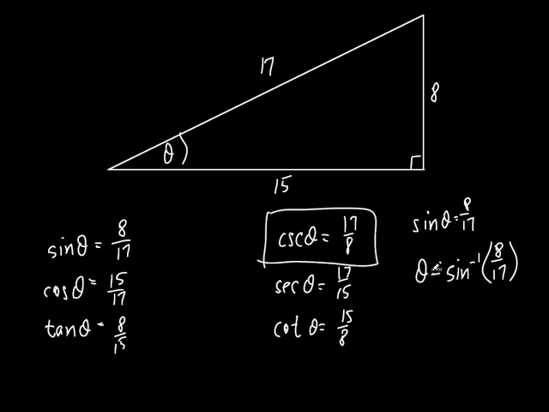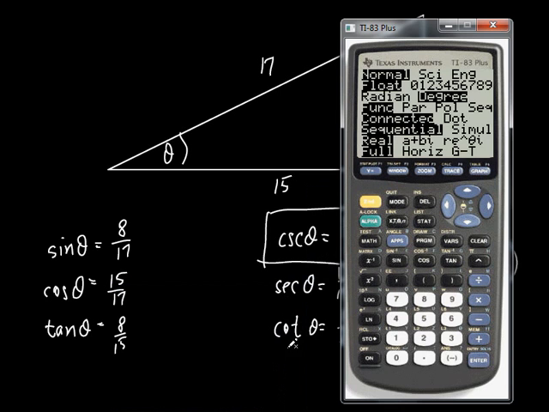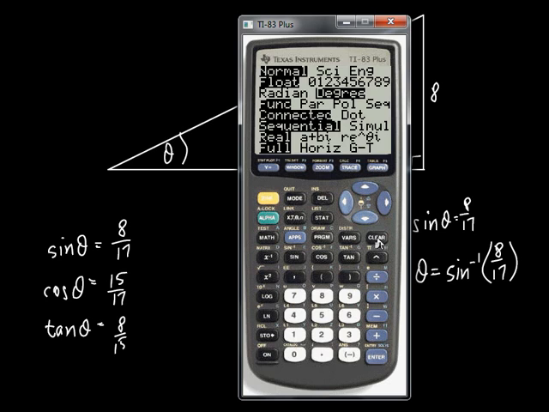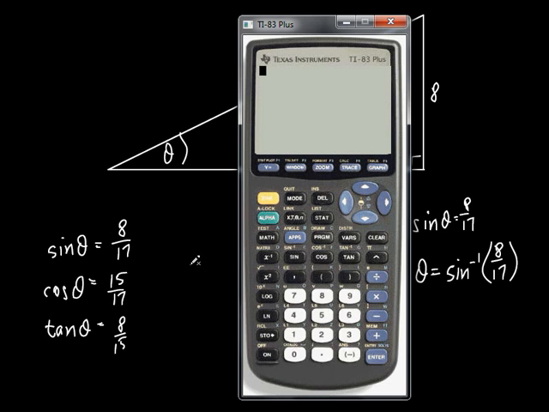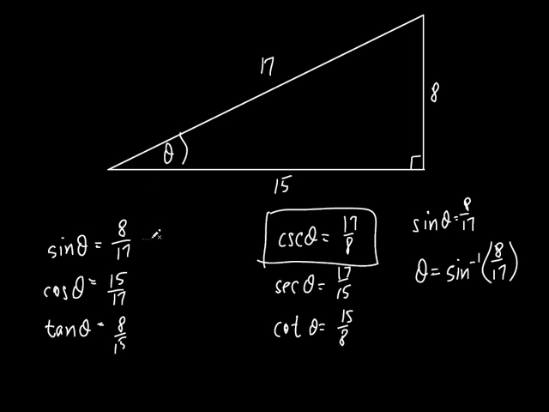So to find theta, you don't have to use sine, you can use anything. If you know all three sides, you can use any of them. It doesn't matter. In fact, let's just do that just for fun. Let's just see how it works out. So I'm going to take the inverse sine of 8 over 17. Let's hit second function sine of 8 divided by 17. Okay, let's see what we get. We get 28.07. So theta is 28.1 degrees.